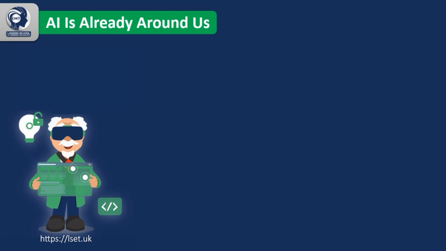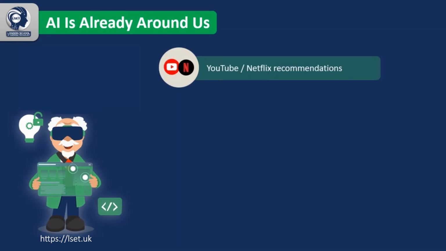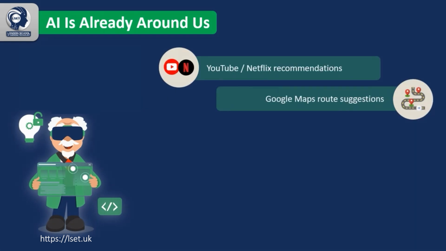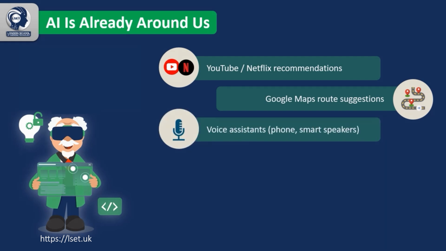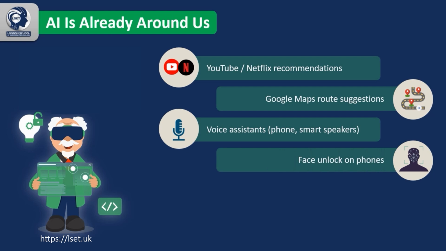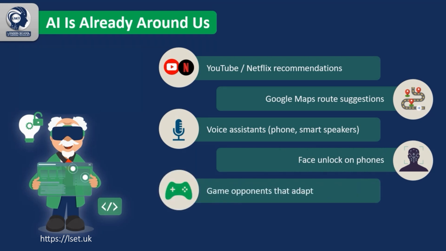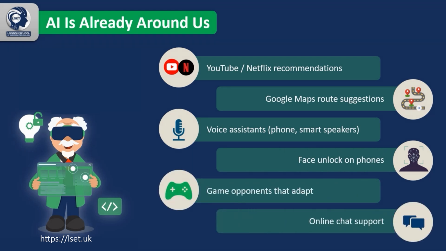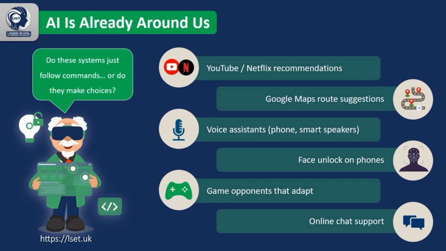AI is already part of our everyday lives, often without us noticing. Think about recommendations on YouTube or Netflix, route suggestions from Google Maps, or voice assistants on your phone or smart speakers. Face unlock on mobile phones, game opponents that adapt to how you play, and online chat support are all common examples. Now ask yourself this question. Do these systems simply follow commands, or do they make choices based on information and context? Keep this question in mind as we move forward.